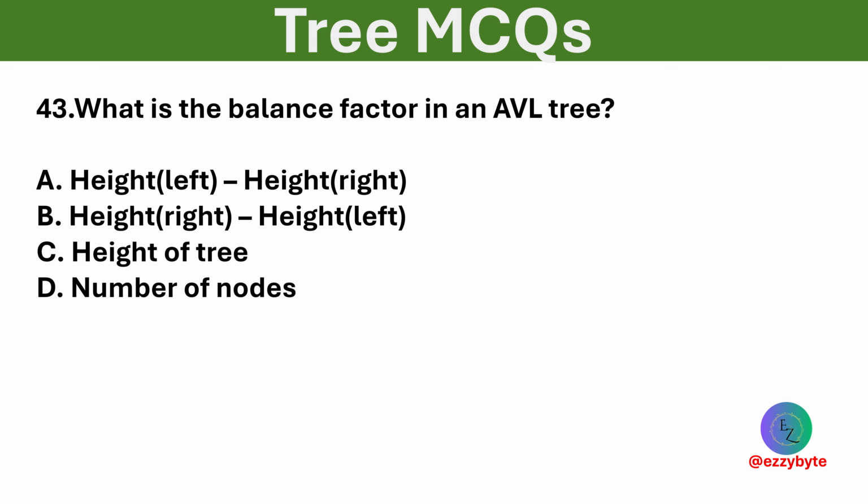What is the balance factor in an AVL tree? Options are height left minus height right, height right minus height left, height of tree, and number of nodes. Option A is correct. Balance factor is left height minus right height, kept between -1 and 1.